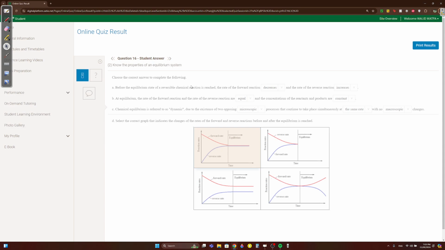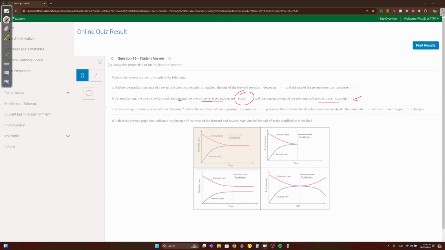Before the equilibrium state of a reversible chemical reaction is reached, the rate of the forward decreases and the rate of the reverse increases. This is just memorize. This is the general explanation. So before you reach equilibrium, the rate of the forward will begin to decrease and the reverse will begin to increase until it reaches equilibrium, where the rates of the reverse and forward are equal, and the concentrations of the reactants and products are constant. Remember, at equilibrium, the concentrations are constant until you impose a change.